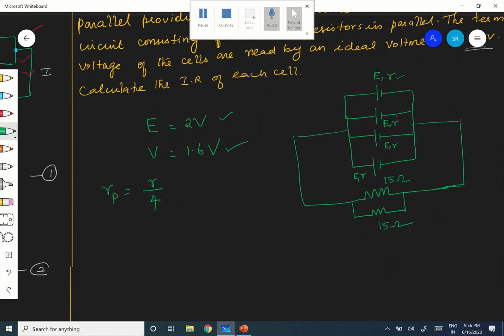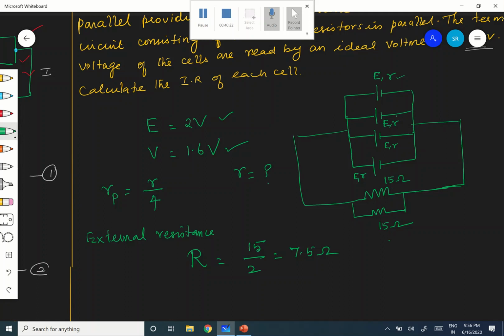Now, what is the external resistance R capital? This is the external resistance. R is equal to the combination of 15 and 15 in parallel. Two 15s in parallel means 15 by 2, that is equal to 7.5 ohms. So what you want here is the internal resistance of a cell only, you have to find it.